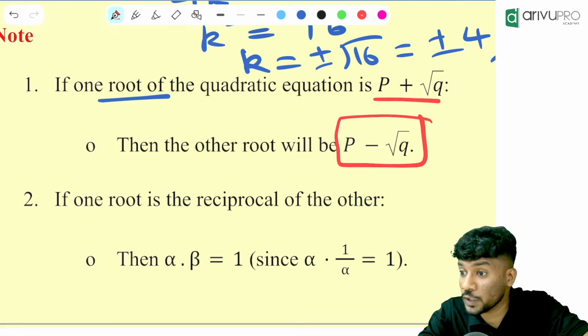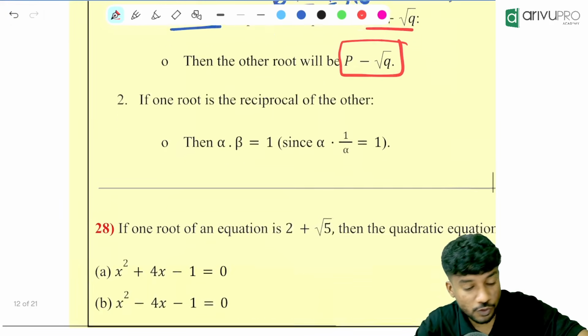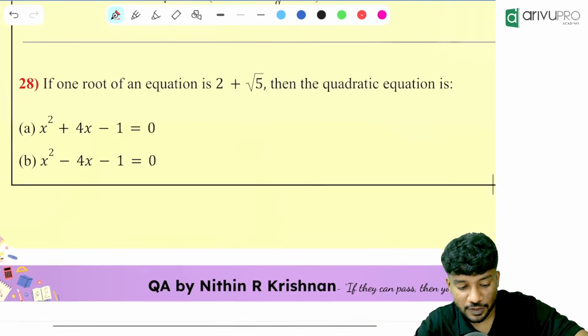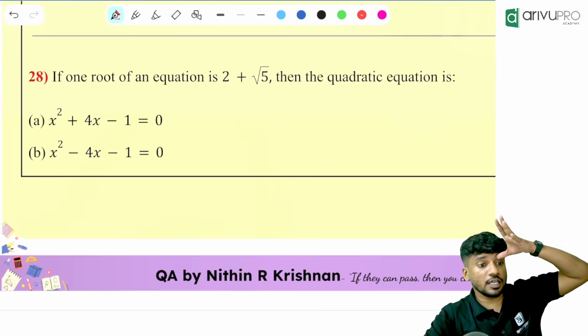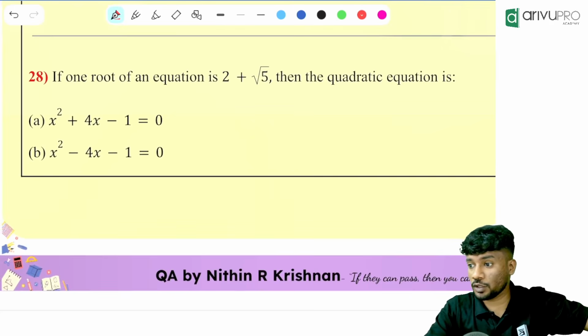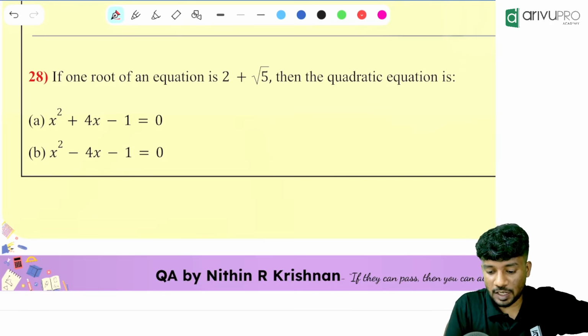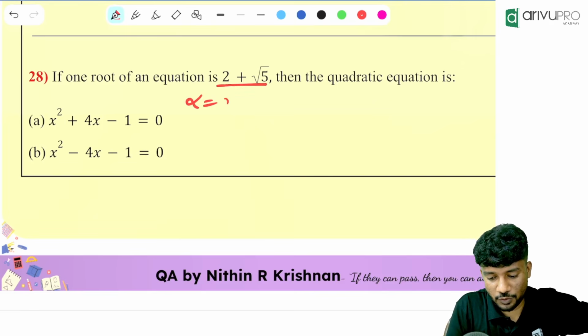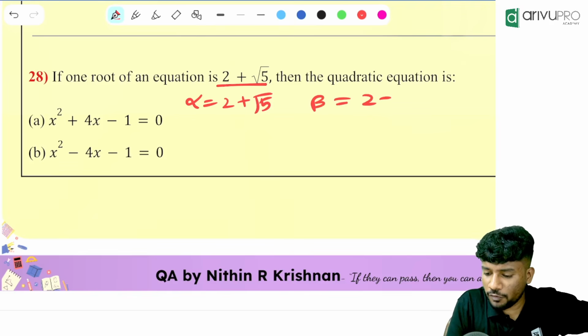I'll show you how they ask the question. First question, everyone listen carefully. One root of the quadratic equation is 2 plus root 5. Then the quadratic equation is what is the question. People, one root, alpha, is equal to what? 2 plus root 5. Then can anyone tell me what is beta? 2 minus root 5, obviously.